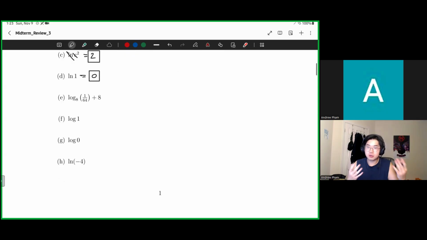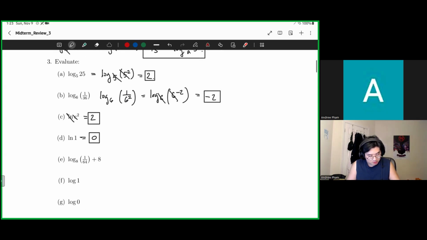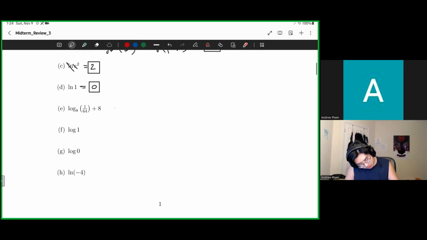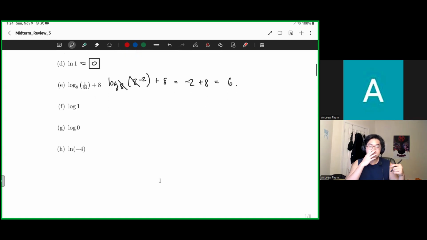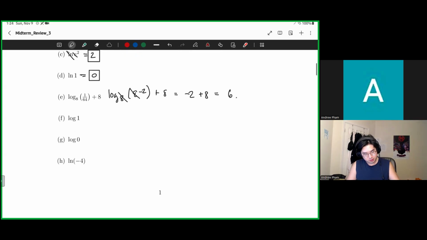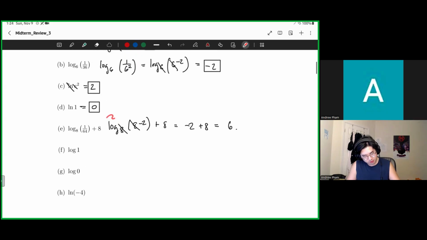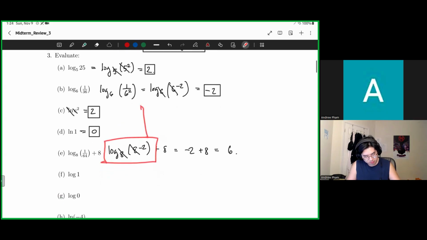E, it's just going to be a culmination of what we did in the previous parts. We see a similar one, log base 8 of 1 over 64, similar to what we see in part B. This is simply just going to be log base 8 of 8 to the minus 2 plus 8. So the log base 8 and the 8 cancel, and with minus 2 plus 8, that's just 6. I went fast for this one because this just uses the same logic as we did up here for part B.